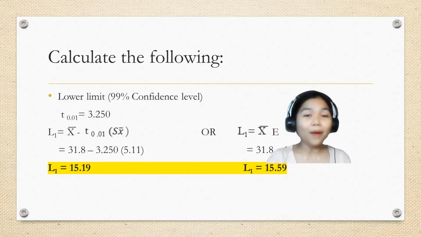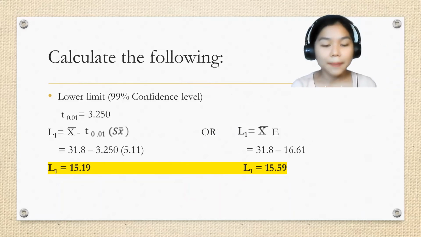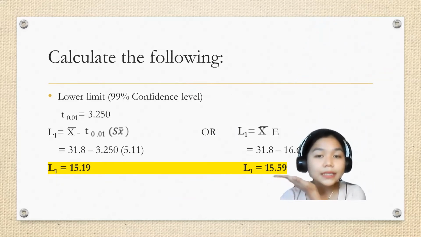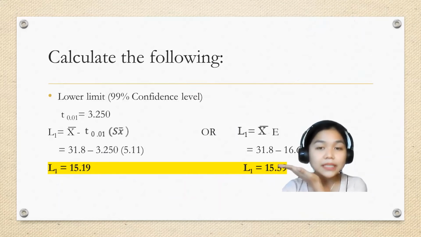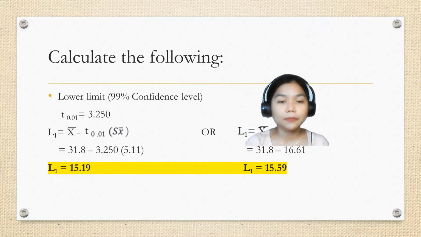Sorry, why are they different? So let's try to compute it, okay? Bakit siya nagkamali? So let me compute it first, minus 16.61. The answer is 15.19. So sorry for this. This is 15.19. Please disregard the 5 and change it with 15.19. Typo error lang po yan.